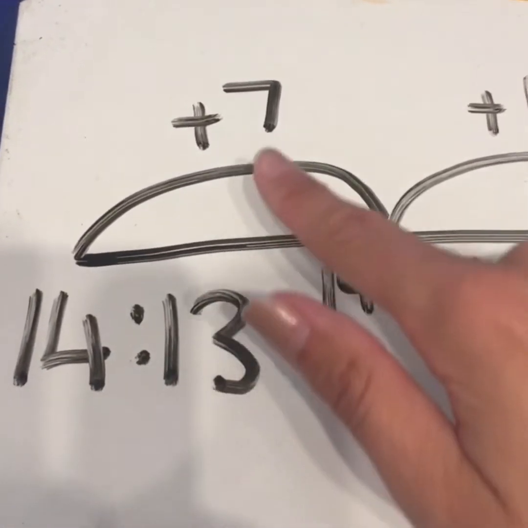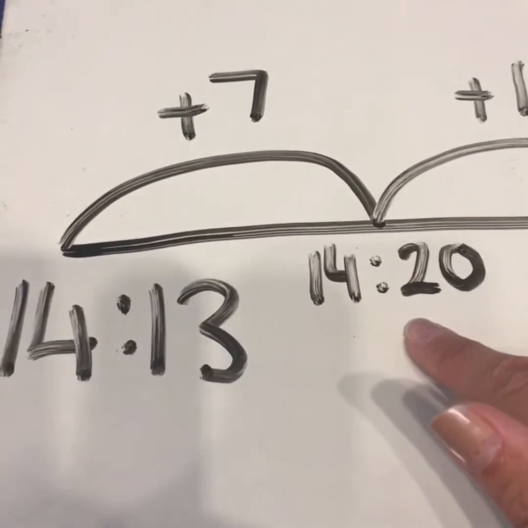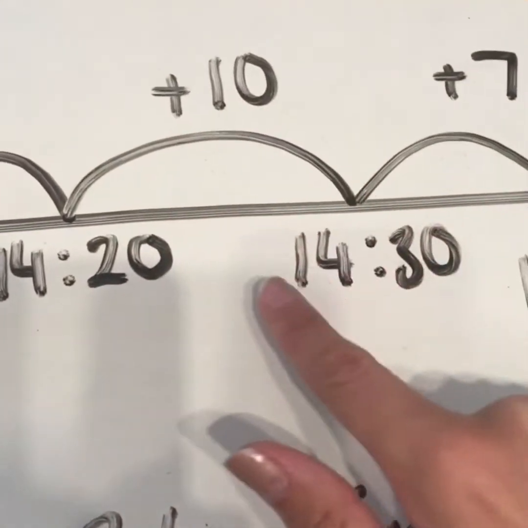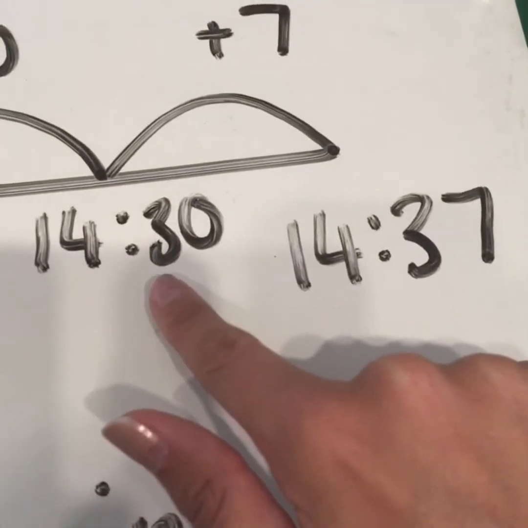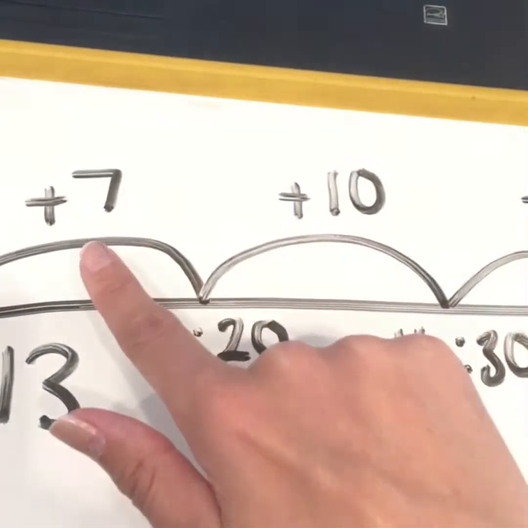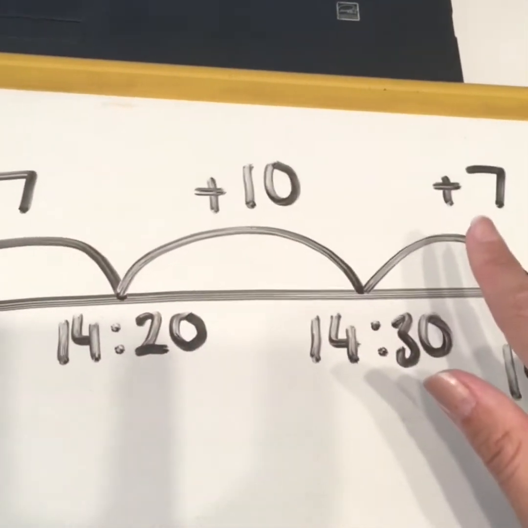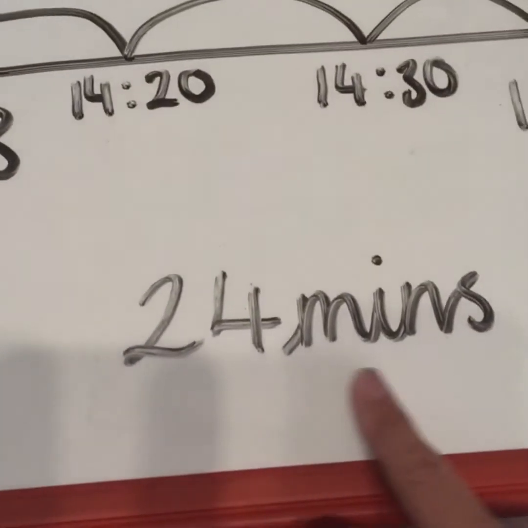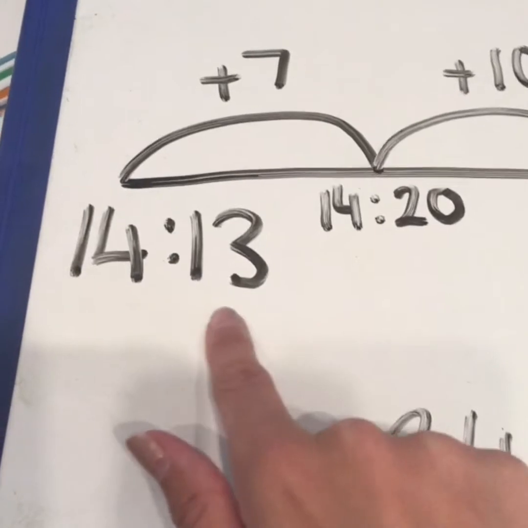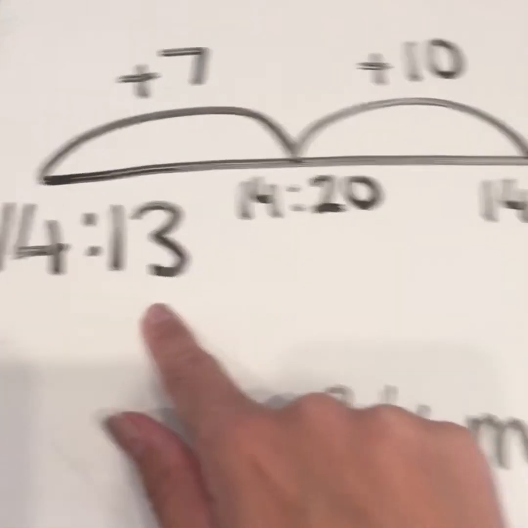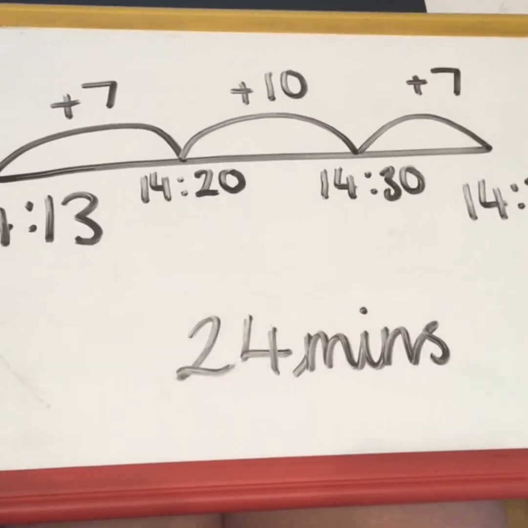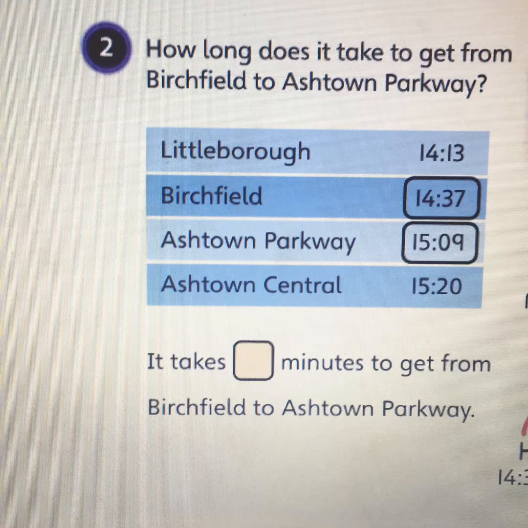And to do that, I know 13 add 7 would get me to 14:20. Right, but I want to get to 14:37. So now I'm going to add 10 minutes to get to 14:30. How many minutes left to get from 14:30 to 14:37? I'm going to add another 7 minutes. So I've added 7 minutes, add 10 minutes, add 7 minutes. So altogether I've added 24 minutes. So the journey would have taken 24 minutes. Now, if you start at 14:13, if you add 24, you would get 14:37. So you could have done that mentally, or you can use this number line method. Okay, next question then.